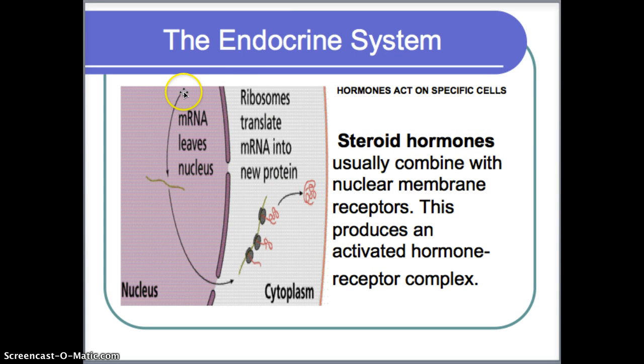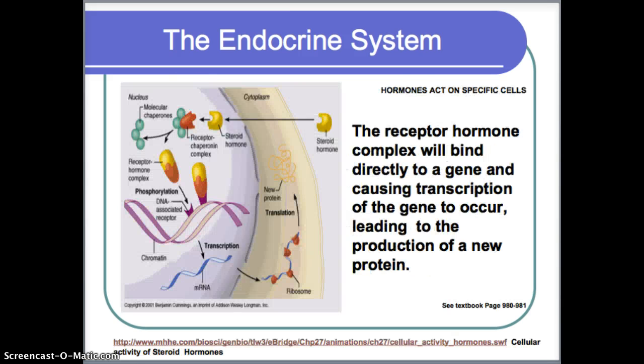So here we have our, this is a terrible diagram. Let's go to the next one. So here we have our steroid hormone entering the cell. It doesn't even bind to its receptor until it gets into the nucleus. Here is our receptor hormone complex, looks like candy corn. It binds to a specific gene on DNA in the nucleus.